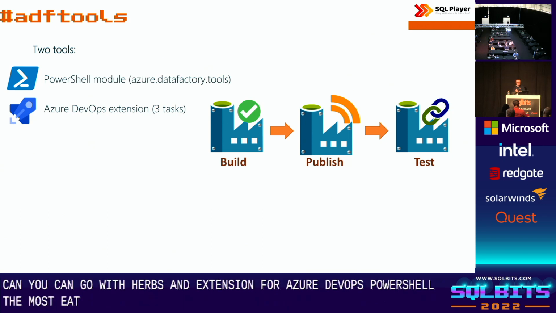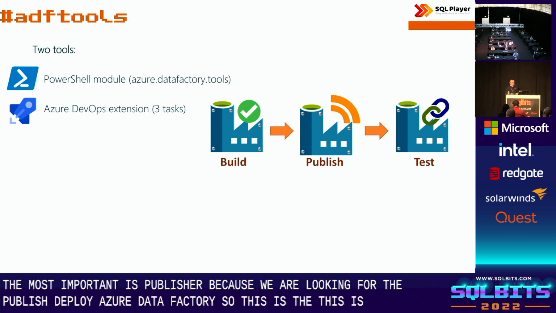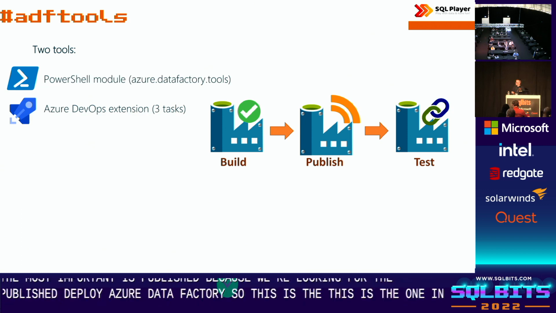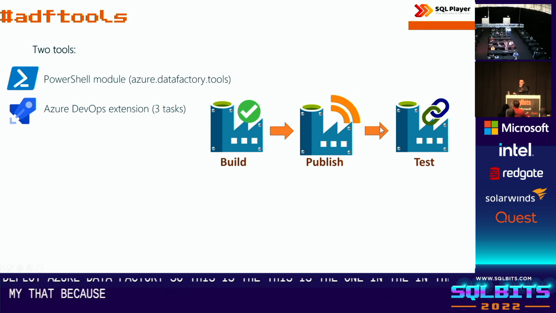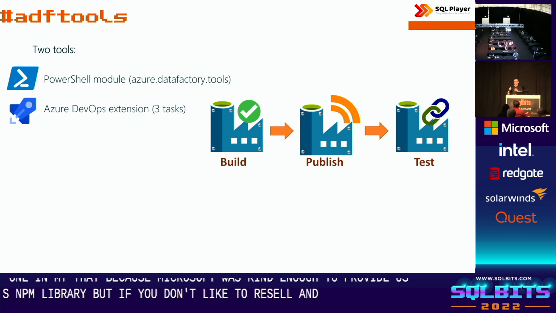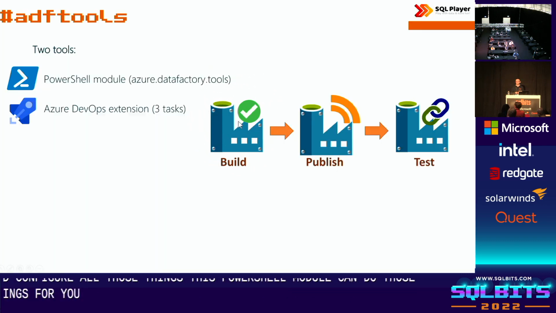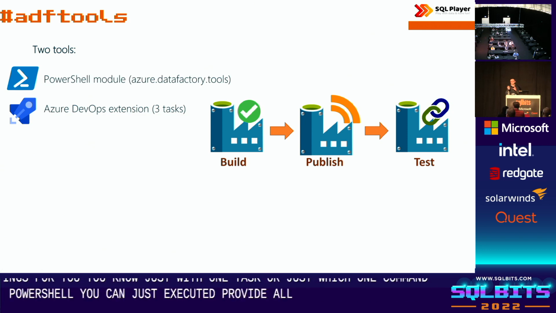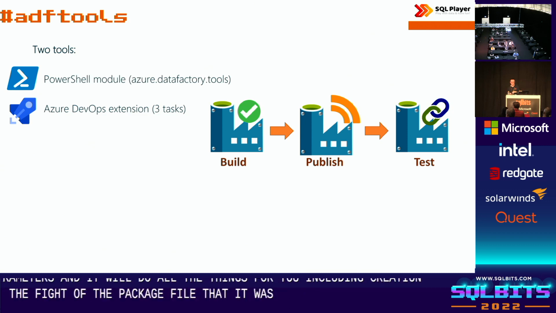The most important is Publish, because we are looking to deploy Azure Data Factory. This is the one in the middle. In addition to that, Microsoft was kind enough to provide us this npm library, but if you don't like to install, set up and configure all those things, this PowerShell module can do them for you. Just with one task, or one command in PowerShell, you provide a few parameters, and it will do all the things for you, including creation of the package file that is required.